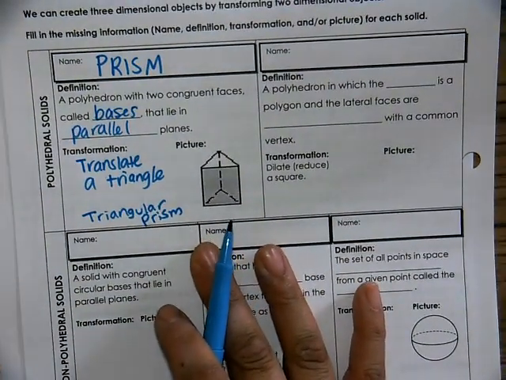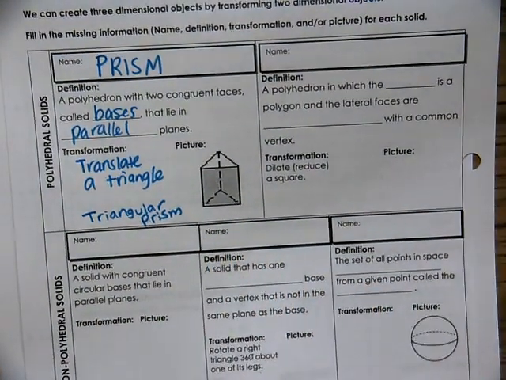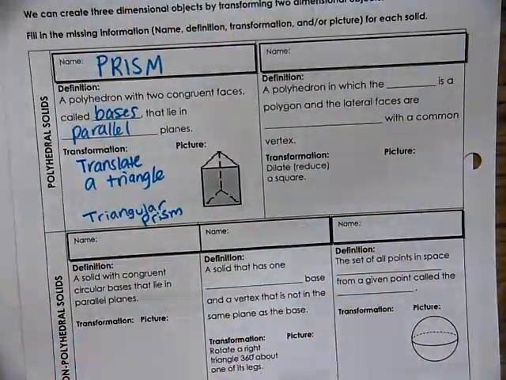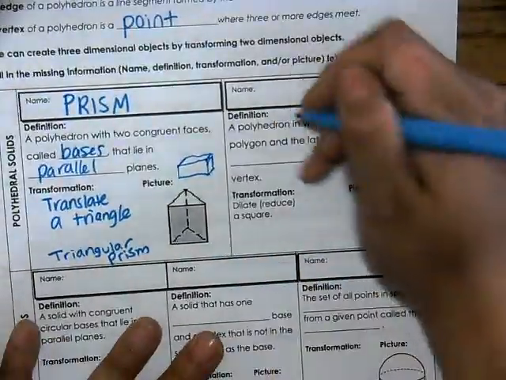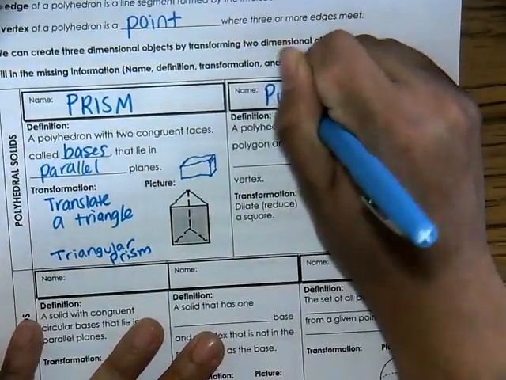Okay. Anybody have any questions on prisms? Because there's just one example so far. Yeah. Next one, the next shape, which we're going to learn more about on Monday, is a pyramid.